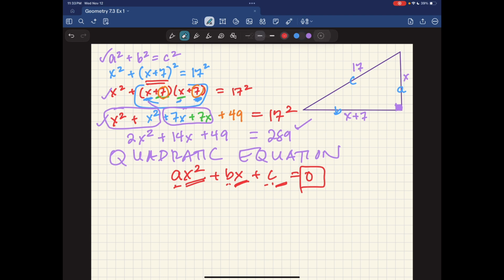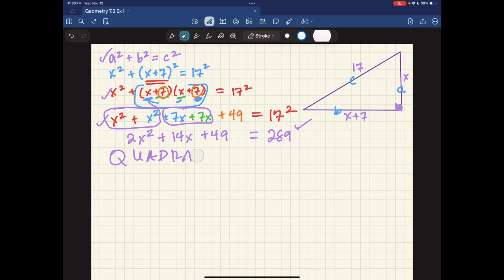And what they want you to do is they want you to get this, what we just solved for, in quadratic equation form. Quadratic equation form, remember, is set to 0. So what do we need to do to get this 0? We need to subtract 289, right? So I'm going to go ahead and just mark it here, minus 289 and minus 289, okay? That would equal 0 here.